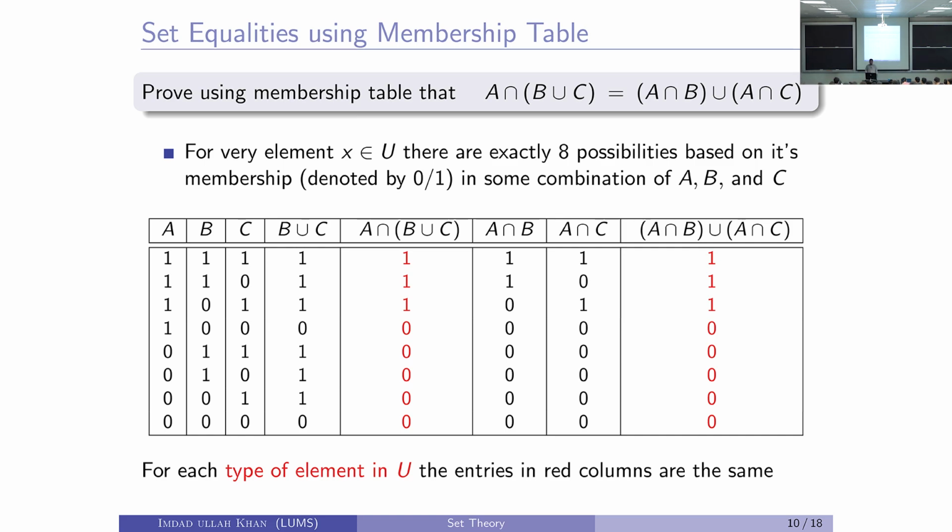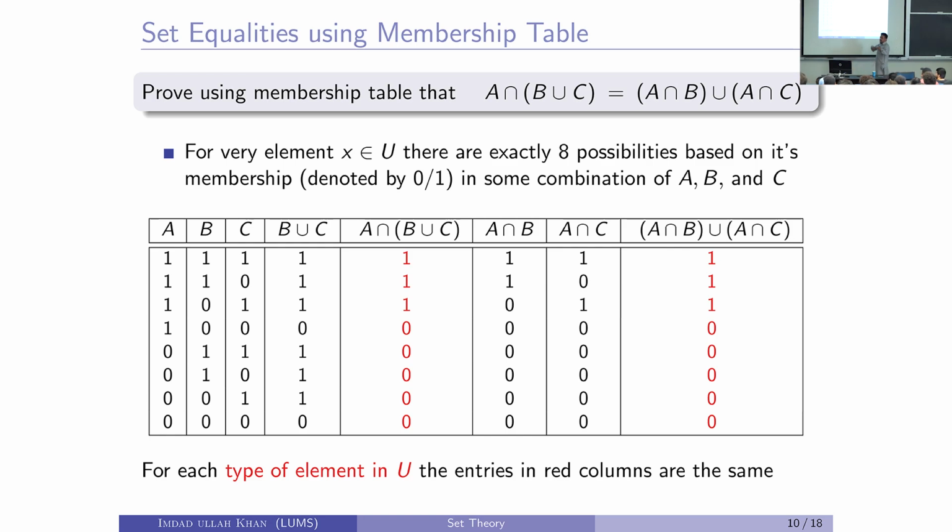And now we do A intersection B and A intersection C. This is easy. We know what each element is, whether it's in A or B, and based on that we will define whether they are in the intersection or not, right? So next we will take the union between these two columns. Now observe that the membership column here and the membership column here are exactly the same.